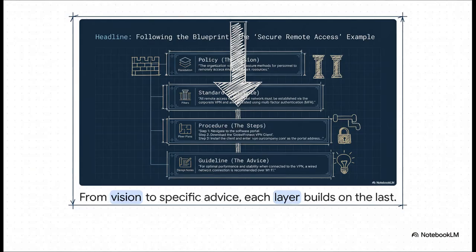Okay, this slide is fantastic because it really shows you that top-to-bottom flow. Let's walk through this secure remote access example. The policy starts high level. All remote connections must be secure. Then the standard gets specific. You must use the corporate VPN with multi-factor authentication. The procedure? That's your step-by-step guide to installing the VPN client.